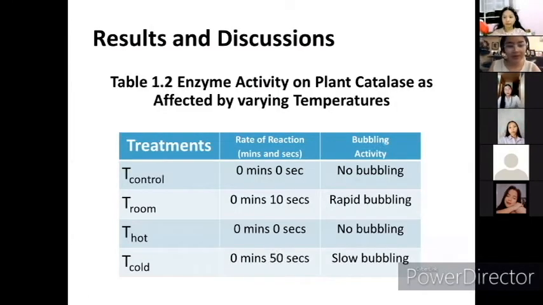Table 1.2: the enzyme activity in plant catalase as affected by varying temperature. For T control, the plant did not produce enzyme activity or bubbling activity. T room produced enzyme activity in 10 seconds and rapid bubbling. T hot did not produce enzyme activity or bubbling activity. And T cold did produce enzyme activity, still producing slow bubbling.